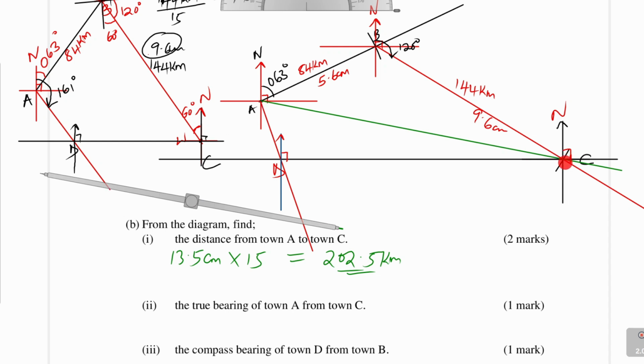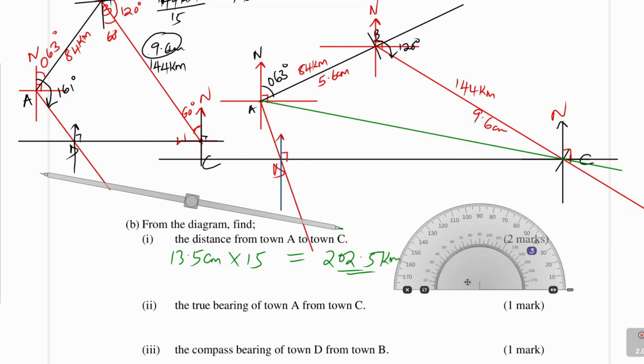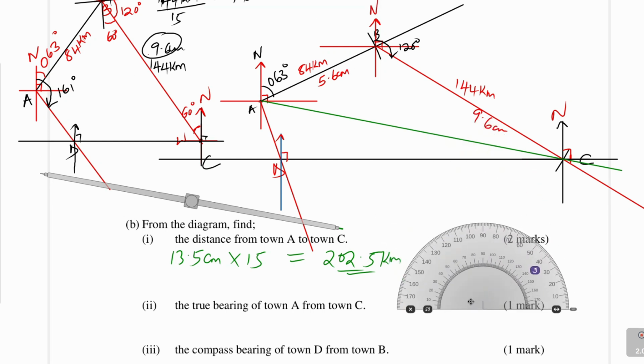So we measure the angle from here. Take your protractor. First you need to identify the angle that you need to measure. It is this angle from the north, because this is the true bearing from the north. Once we have joined the two places A and C, you measure from C, from north in a clockwise direction.